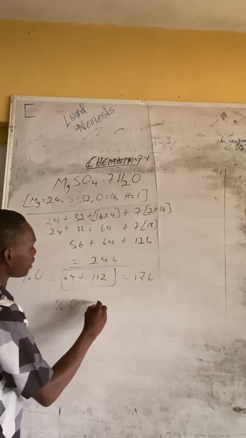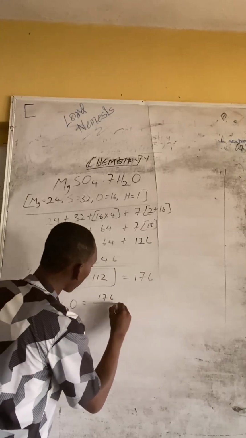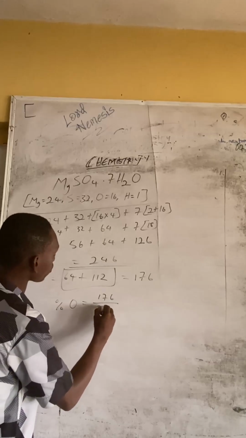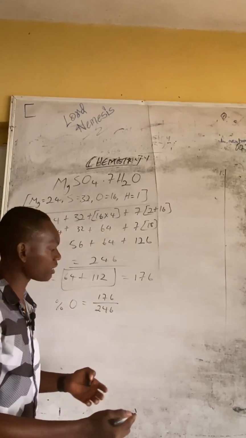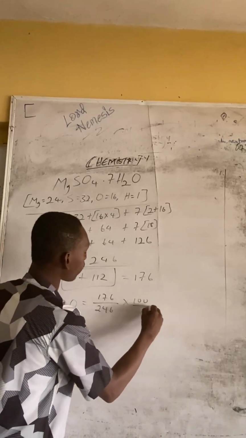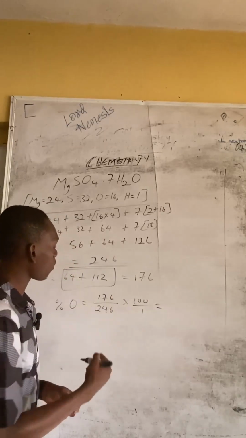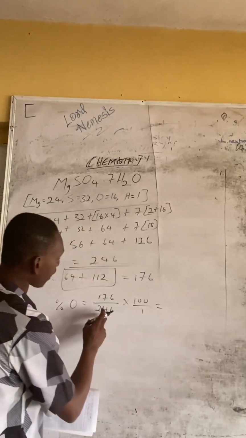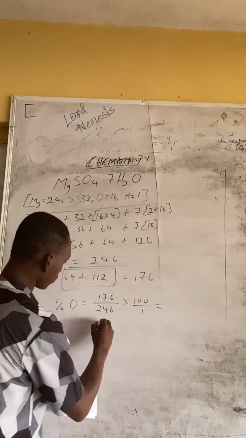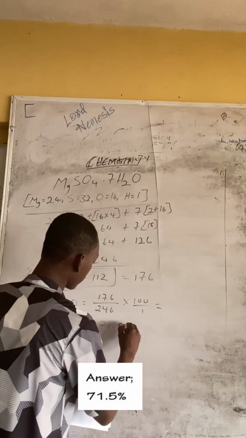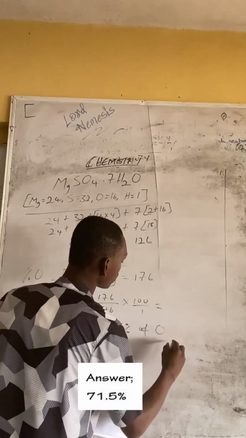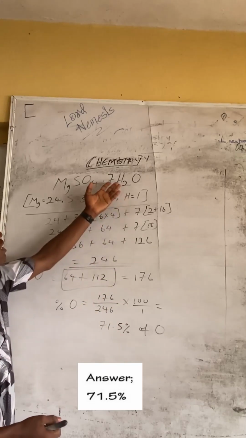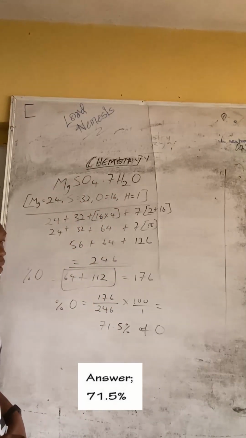Percentage of oxygen is equal to 176 over the total mass of the hydrated salt, 246. Since we are dealing with percentage, times 100 over 1. So you multiply 176 times 100 and divide by this, which gives us a total of 71.5% of oxygen by mass. So oxygen alone holds 71.5% of this particular compound by mass.